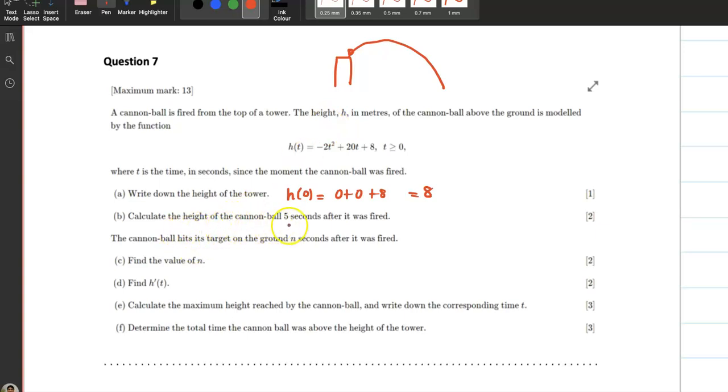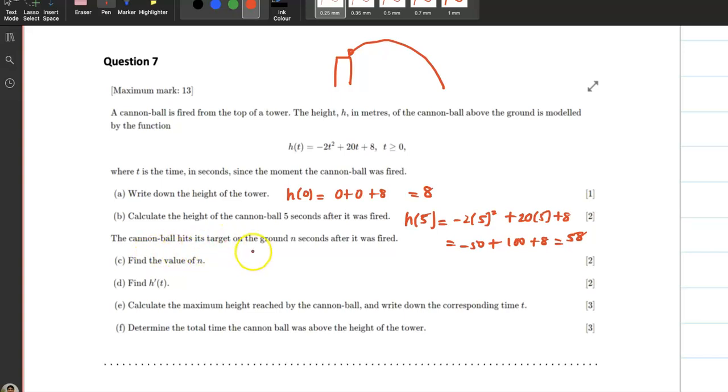Calculate the height of the cannonball 5 seconds after it was fired. So t is 5. Correct. Very good. Put t as 5. Do it on your calculator quickly. You can just do it mentally. So minus 2 times 5 square, 5 square is 25, minus 50, plus 100 plus 8. 108 minus 50, 58. 58 meters. Yeah. Correct.